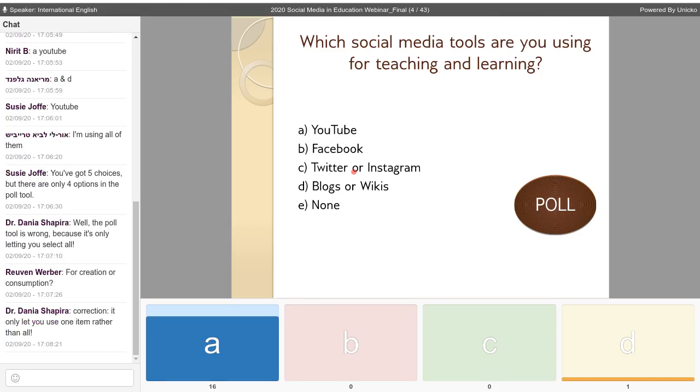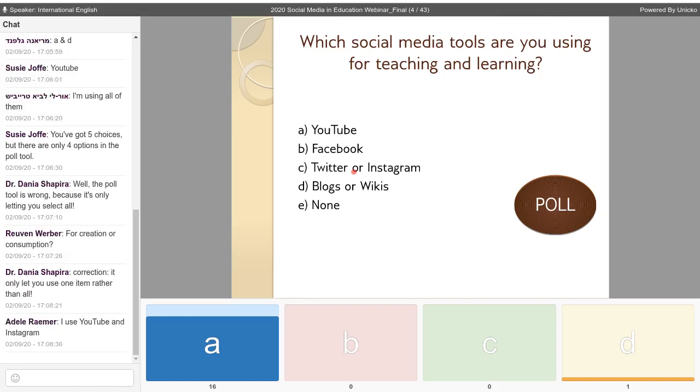All right, so I see that the person that selected Facebook changed his mind. However, we see that there is one person that selected D, blogs and wikis, as the correct answer. All right, so I will hand it over to Adele, who is using YouTube and Instagram. Arya, could you please open Adele's microphone?